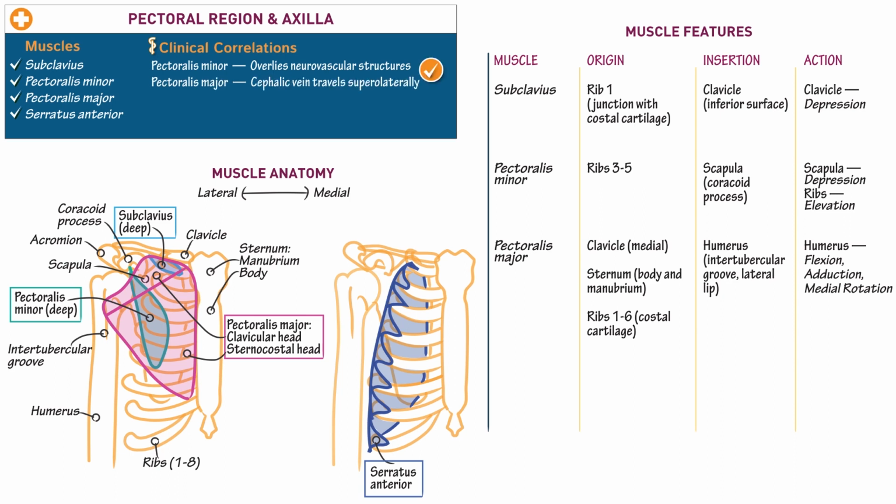Denote that the cephalic vein traverses superficially along the superolateral border of pectoralis major. Lastly, indicate that serratus anterior arises from the lateral aspect of the first 8 ribs and wraps posteriorly to insert on the medial border of the scapula, which it abducts and protracts. It also stabilizes the scapula against the thorax.